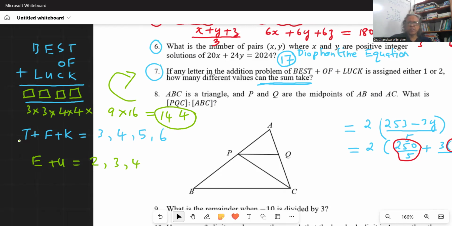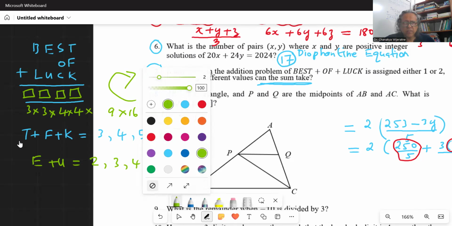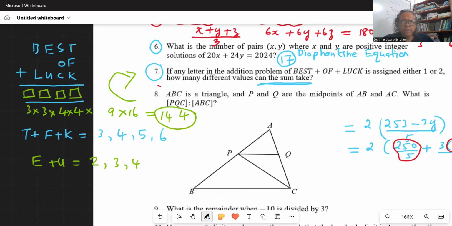And number 8. Let's get a different color. ABC is a triangle, and P and Q are the midpoints of AB and AC. What is the ratio of the area of triangle PQC to the area of triangle ABC, right? Now, since Q is a midpoint, PQ is a median, right? And what is the area of triangle PQC?